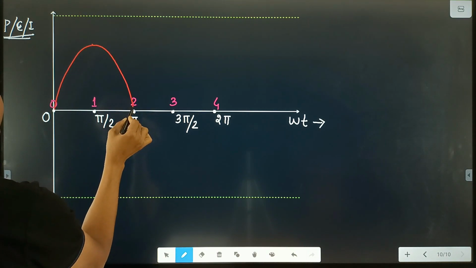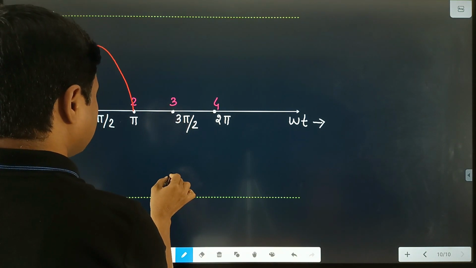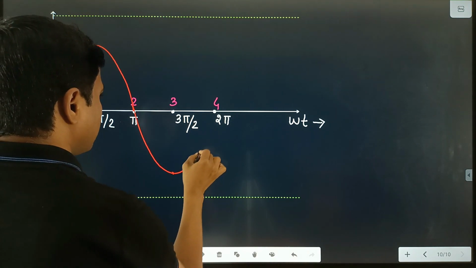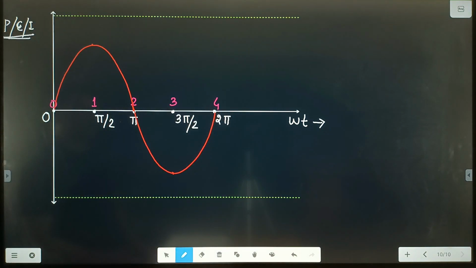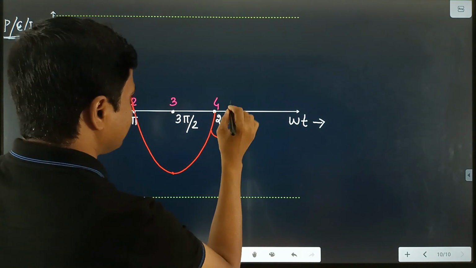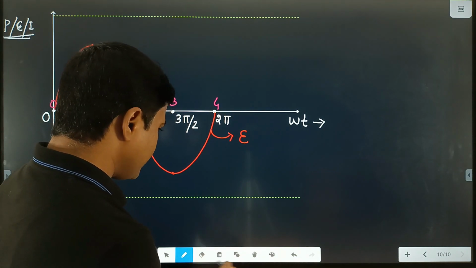This is the graph of EMF in the positive side. Similarly, in the negative side, suppose this is the maximum value. This is the graph of EMF. We write this is the graph for EMF E. Clear?